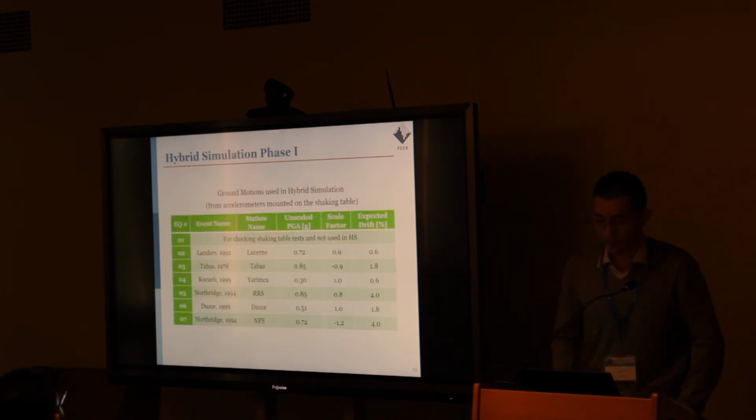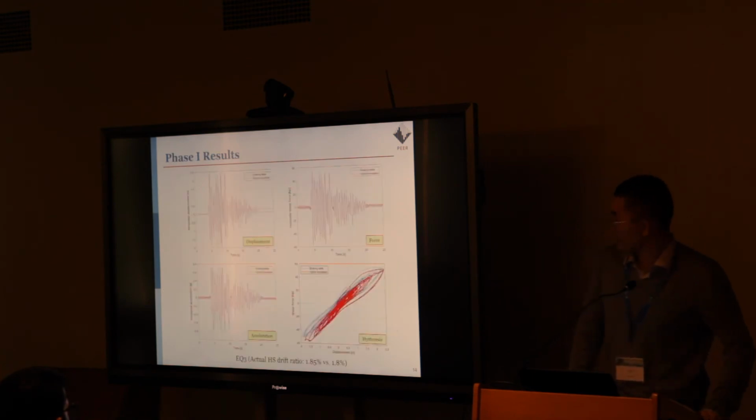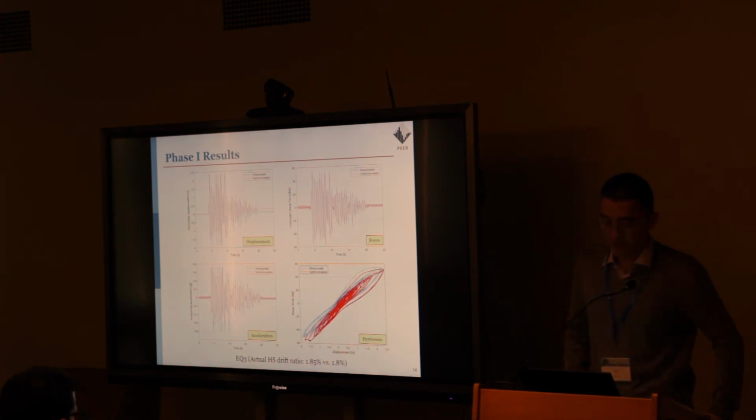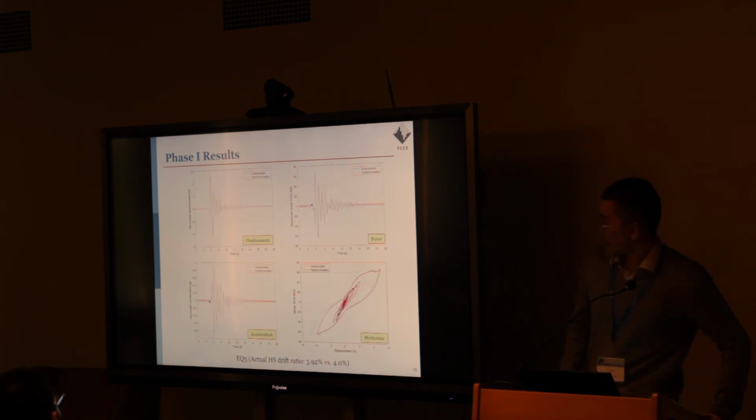So the first 6 ground motions that were previously used in the shaking table test were used in the hybrid simulation. The results from earthquake 3, 5, and 7 will be presented in the following. So here are the results from earthquake 3. Basically, here are just some parts of the comparison. Here I show the comparison in terms of the horizontal displacement, the horizontal force, the acceleration, and the hysteretic behavior. And this slide shows the results from earthquake 5.